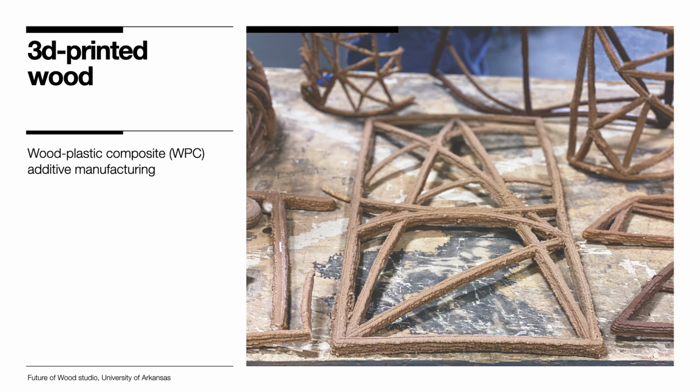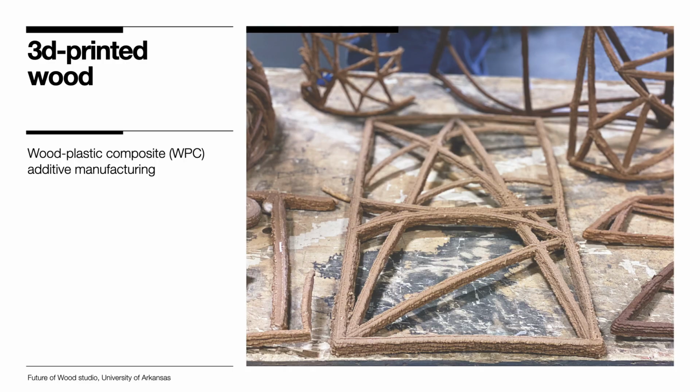One is this effort to advance capabilities to additively manufacture wood, so to 3D print wood, which is fascinating, especially because we're more used to 3D printing being used with plastics and some other materials like metals and ceramics, but wood. And so the technical term for this type of additive manufacturing is wood plastic composite based printing. Here's an example, an image that I took from a Future of Wood studio at the University of Arkansas.